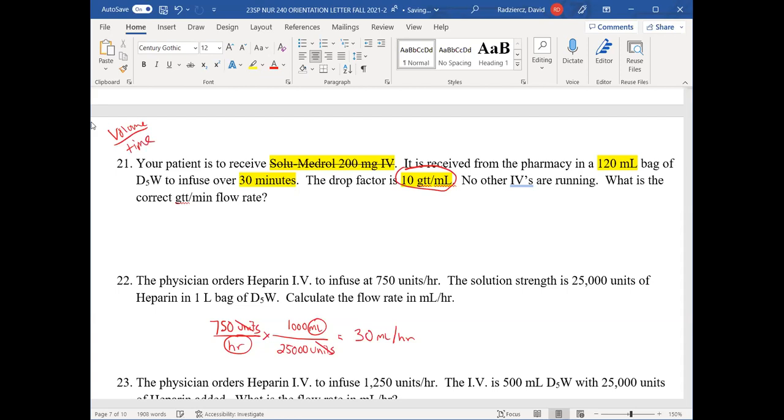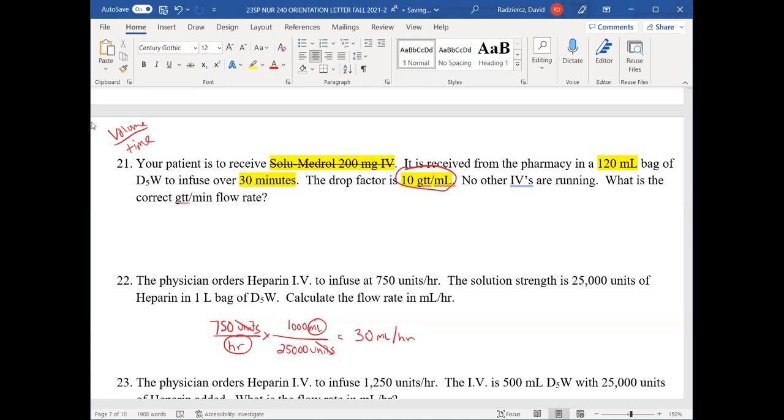That's all I need to calculate flow rate, or drop rate. If we're talking about flow rate, it's milliliters per hour. If we're talking about drop rate, it's drops per minute. The way you know whether you are dealing with a drop rate question is if they give you a drop factor or mention microtubing. Those are your indications that you're dealing with a drop rate question.